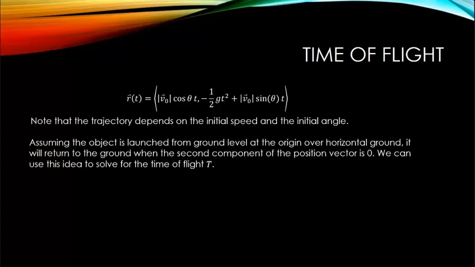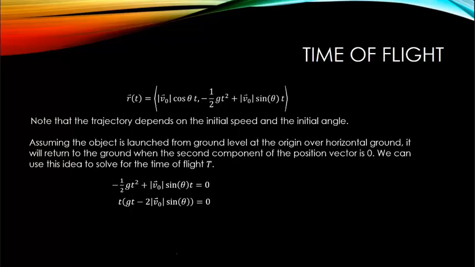Now, if I assume the object is launched from ground level at the origin over horizontal ground and that it returns to the ground when the second component of the position vector is 0, I can use this information to solve for time of flight. This means that I set the second component, negative 1/2 gt squared plus the magnitude of v naught sine of theta times t, equal to 0.